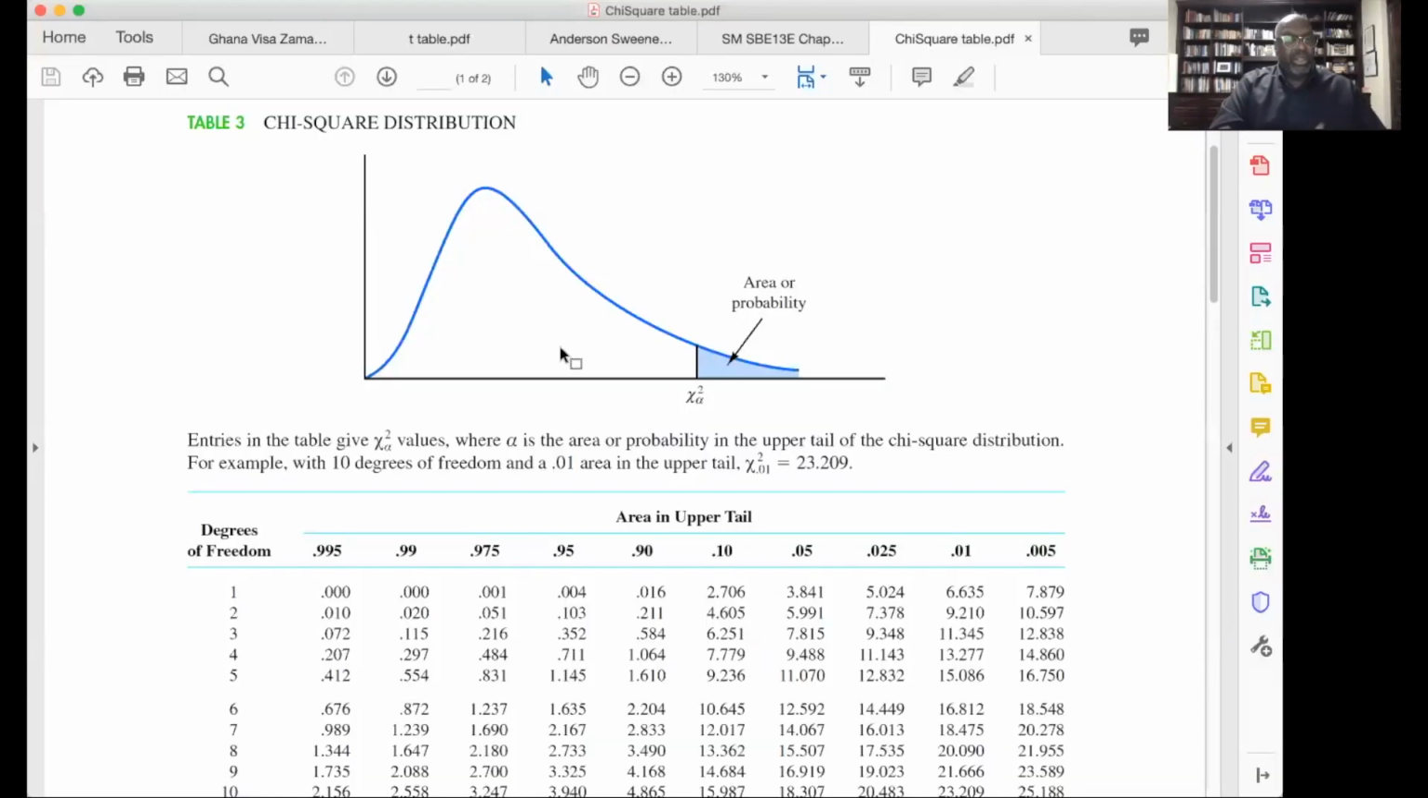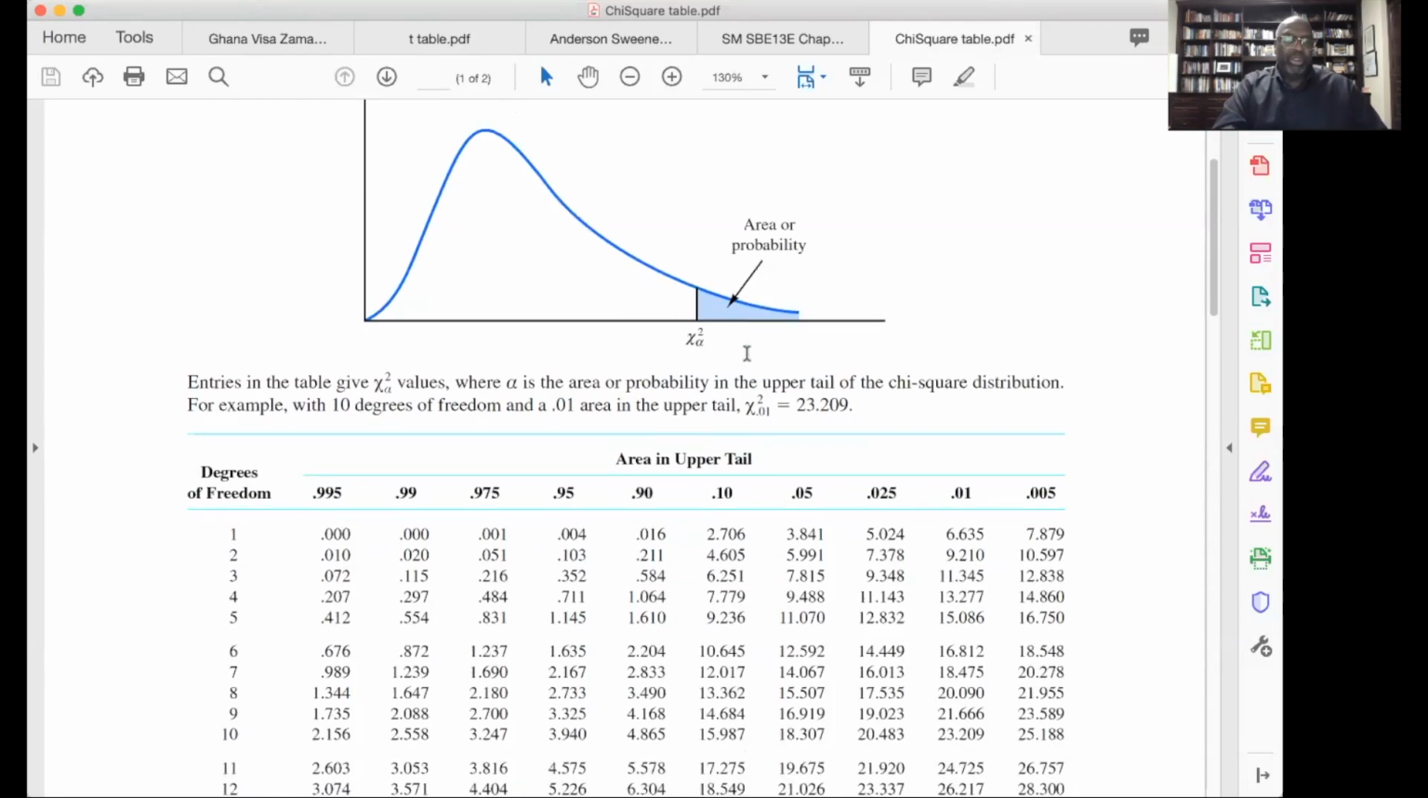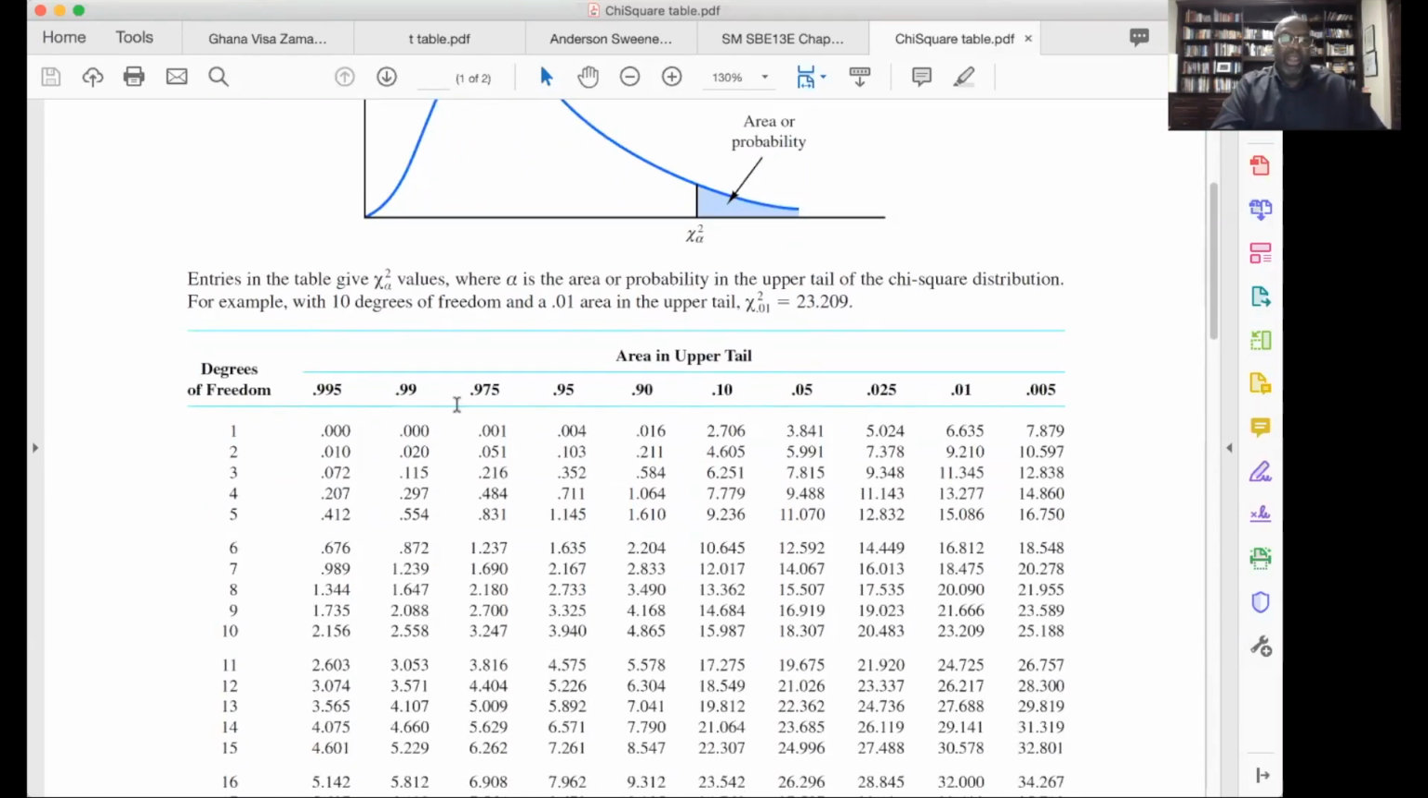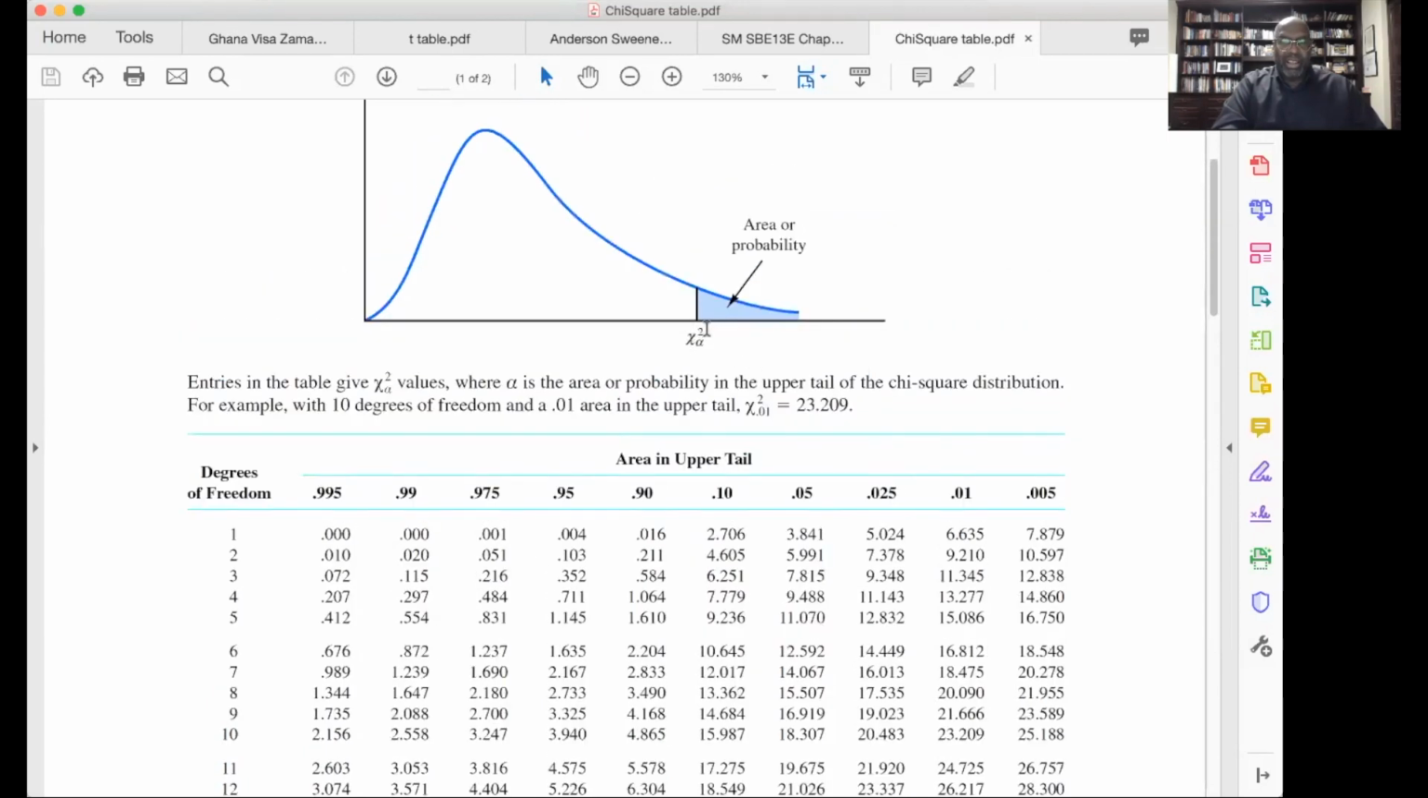It looks like the t distribution. It has degrees of freedom. Here it is right here, the chi-squared distribution. And we are always interested in the right tail of a chi-squared distribution. So it has degrees of freedom, area in the tail, and a chi-squared value. That symbol that looks like an X, we don't call it X, we call it chi. C-H-I, chi-square. Let's get into a problem and try to understand this concept through a problem.